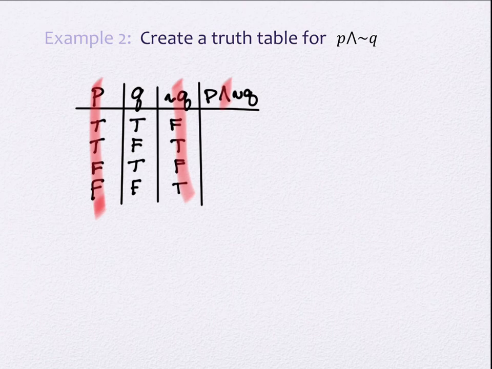So on the first row, I have true in the P column and false in the tilde Q column. So true, false is false. Row 2, I have true, true. That one's true. Row 3, I have false, true. That's false. And row 4, I have false, false. I'm sorry. It's still false. Row 3 is false, true. It's false. Row 4 is false, false. And that one's also false. There we go.